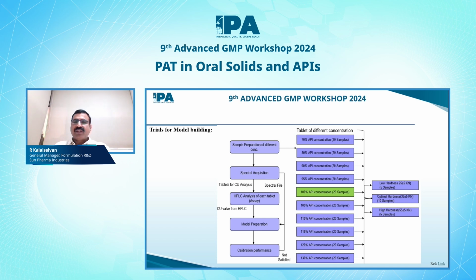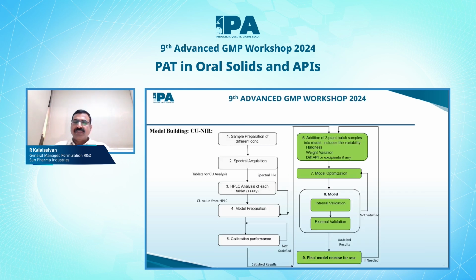We can start the experiments for model building, starting from 70% or 75% up to 130% or 125%, depending upon the possible variation in the assay value or content uniformity value. So take these trials and then analyze by NIR, then HPLC, and correlate it as shown in the previous slide. We can plot a calibration curve. Next slide.